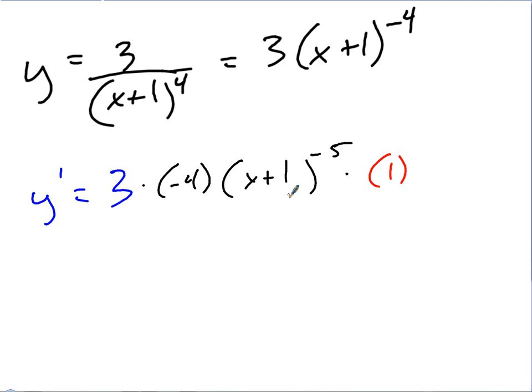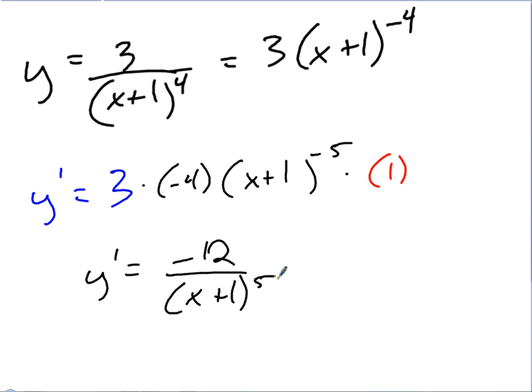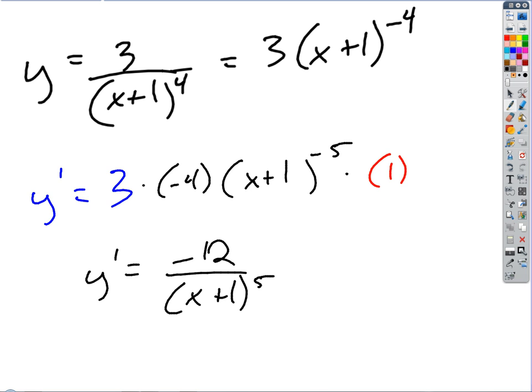What do we do with this to make it look better? Yeah, 3 times -4 times 1, so I just get y prime equals -12, and then what about all this stuff? Or, I mean, we could leave it as a negative exponent, but typically it's easier to understand if you write it in terms of positive exponents. So there's our answer.